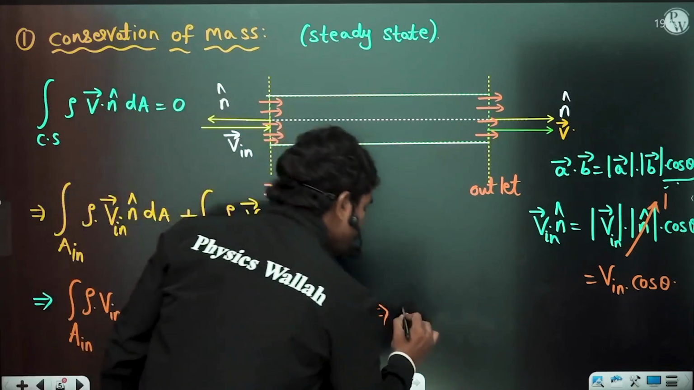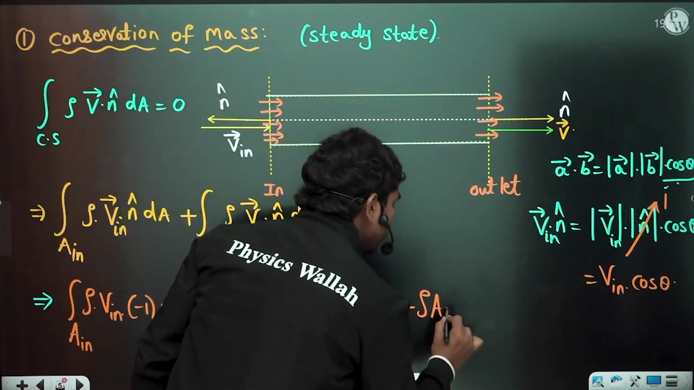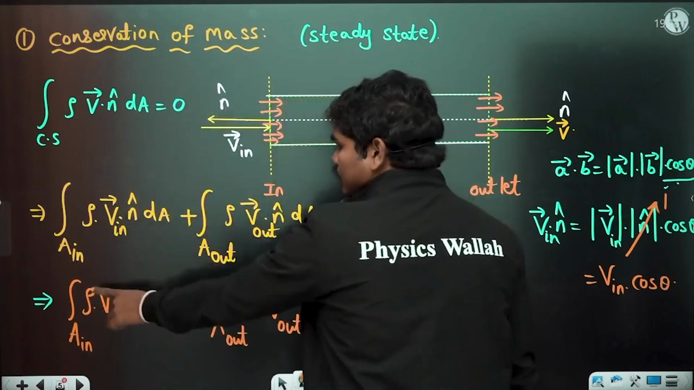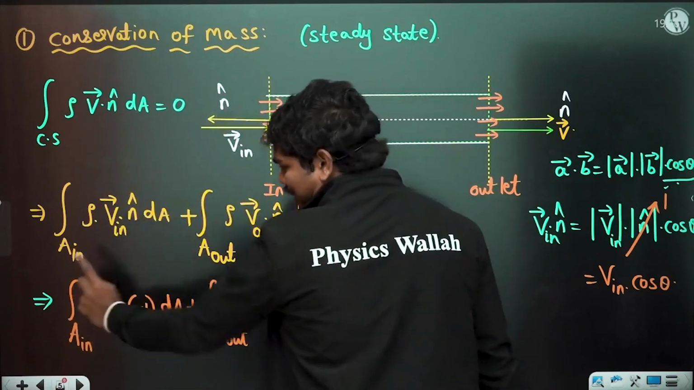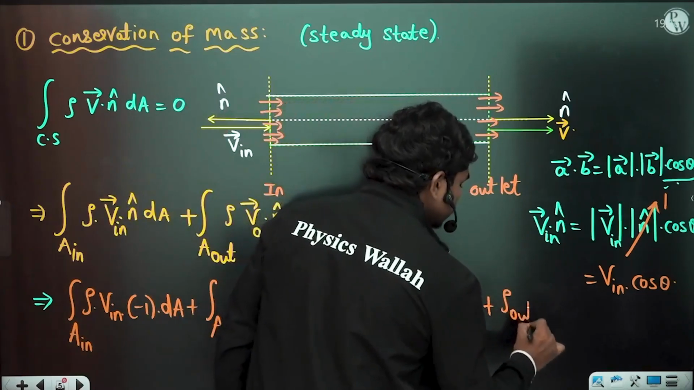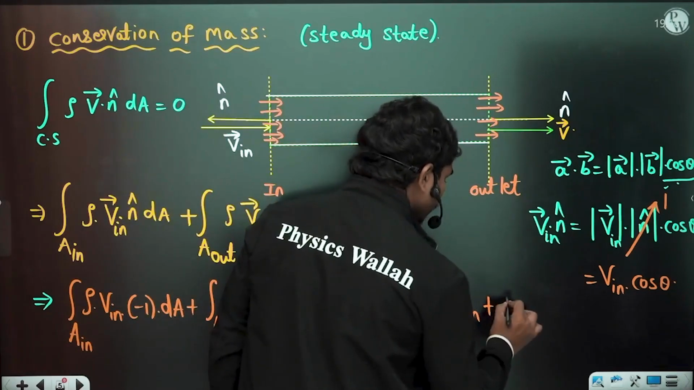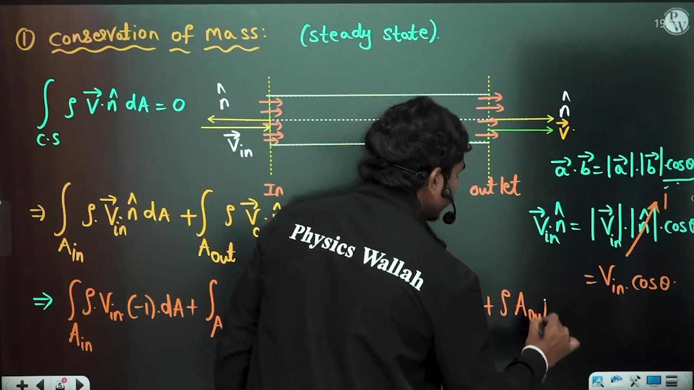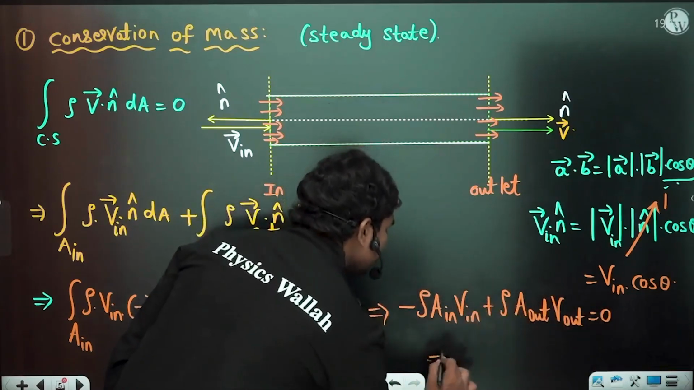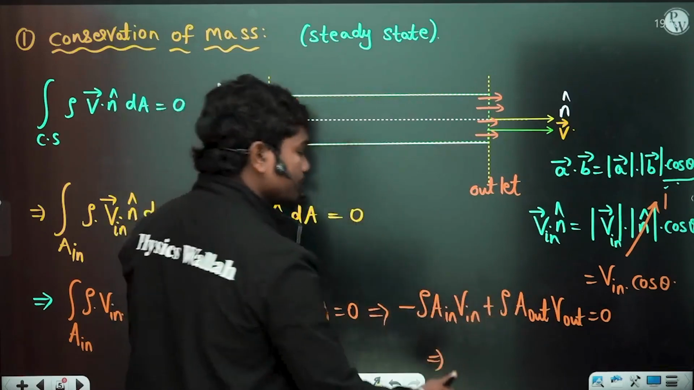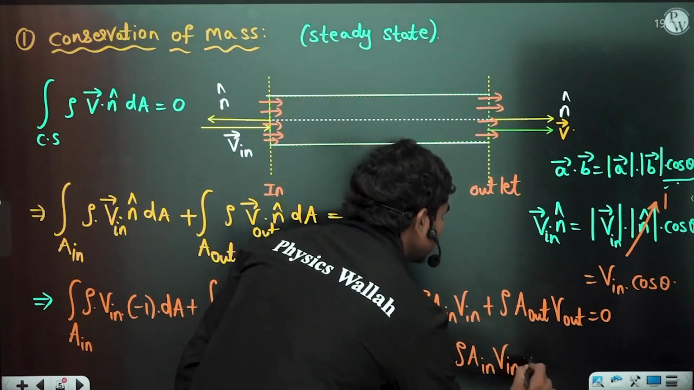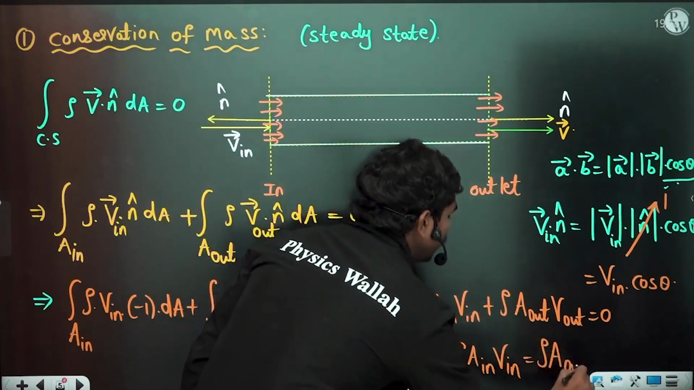So this gives you minus rho A inlet V inlet, and of course we have made one very important assumption that the flow is incompressible. That's why we are taking density out. So this plus rho, if you assume it's constant everywhere, A out V out is equal to 0. From this equation, what you can identify is rho A in V in is equal to rho A out V out.